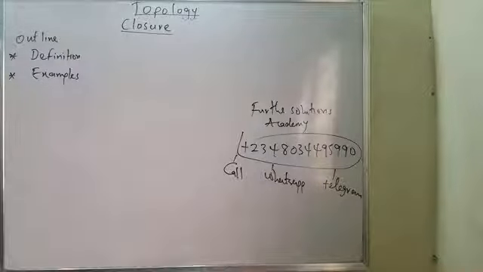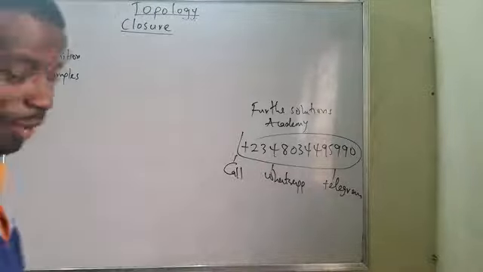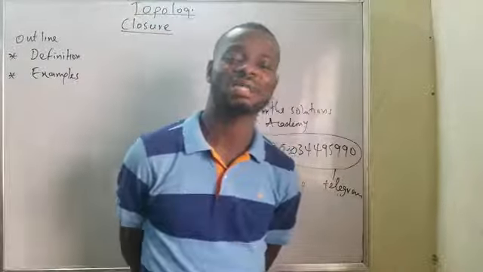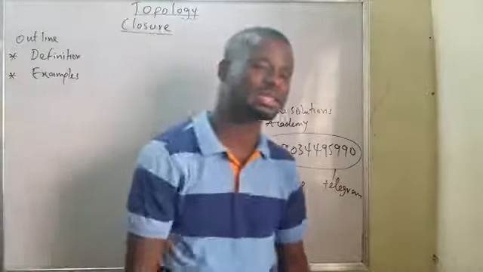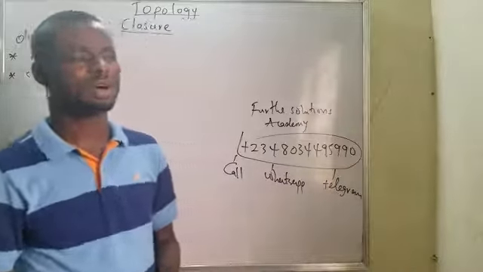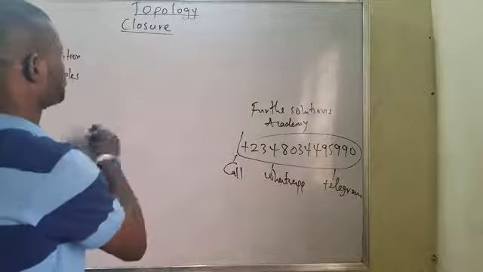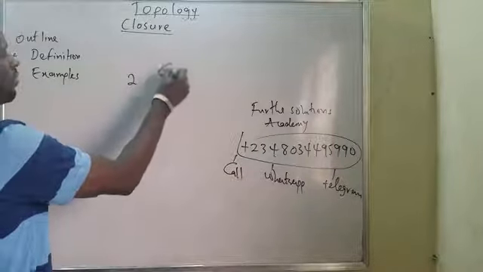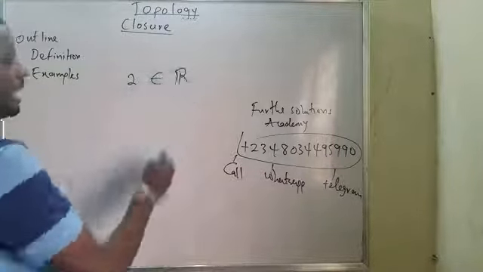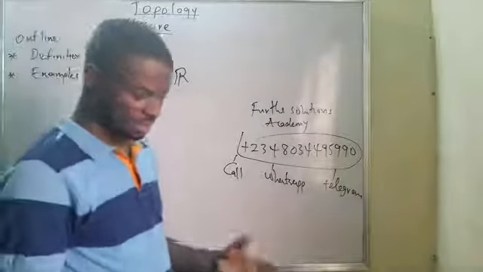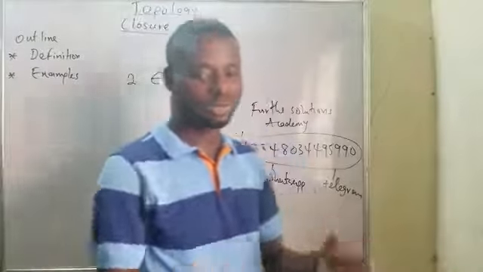Okay, in this video, I'll be working on closure. We all know that in real analysis, when something is closed, it means that the particular set is a member of the given set. A number is closed when, for example, 2 is an element of the real numbers. Closed also relates to closure. We also talk about closure and closed sets.